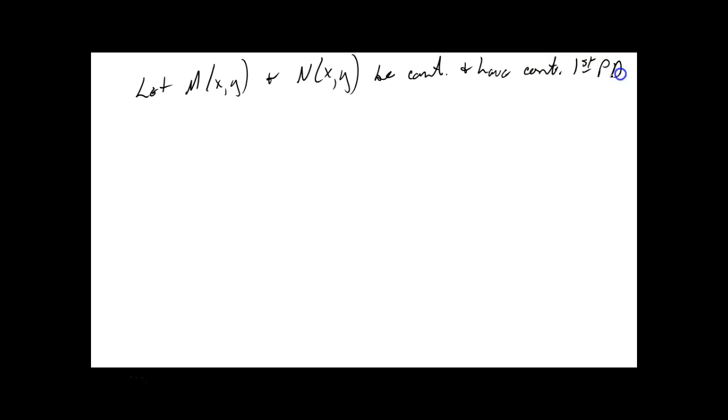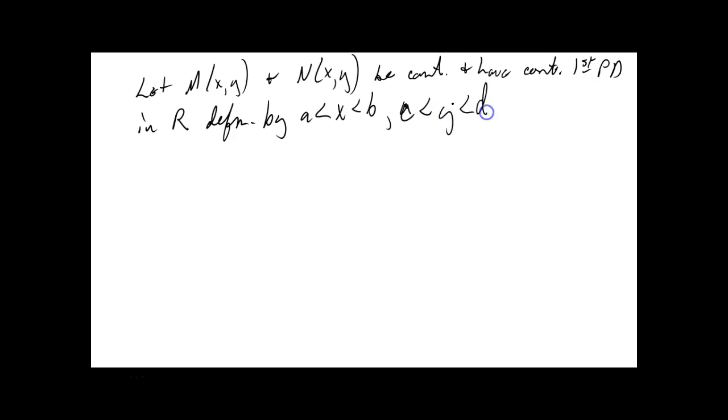All right. Let m of xy and n of xy be continuous and have continuous first partial derivatives in a rectangular region, in a region R, defined by a is less than x is less than b, and c is less than y is less than d. Just some rectangular region.